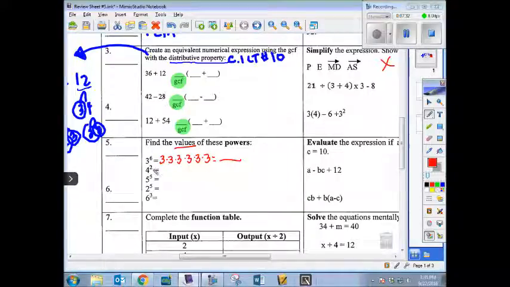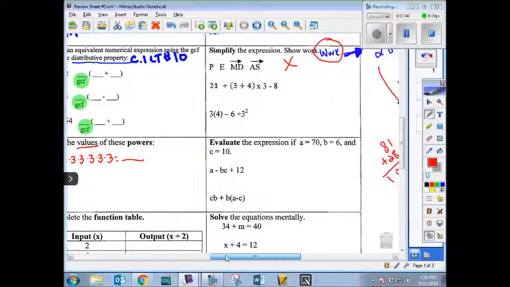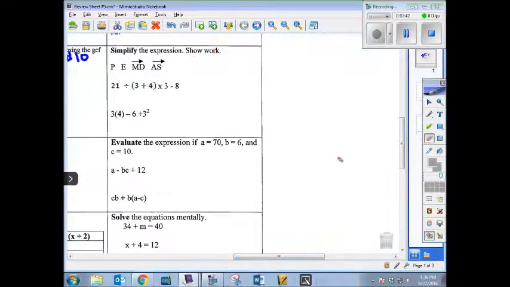Okay? Obviously this one, big problem that I'm going to see, I have a feeling, is I'm going to have people putting 8. 8 is not correct. Just be careful. That means 4 times 4. Okay? I'll do a quick example of one of these.